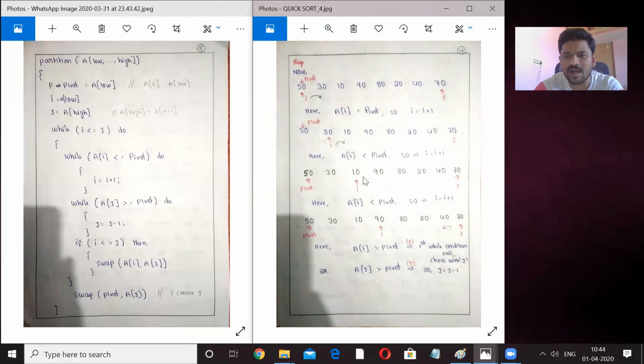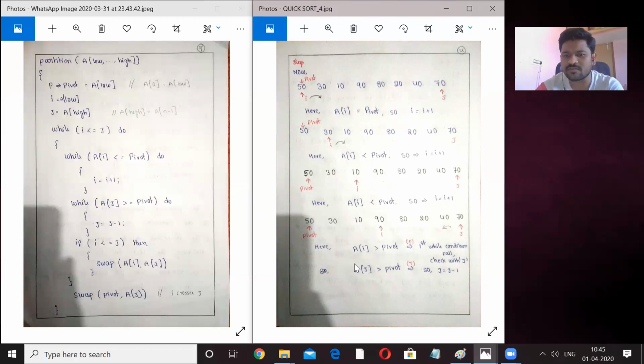Now the A[i] value is 10 and my pivot element is 50. Here A[i] is less than the pivot, so I need to increment the i value by 1 position. Now A[i] is equal to 90 and my pivot element is 50. Here A[i] is greater than the pivot element, so the first condition fails. So it will go to the second condition.